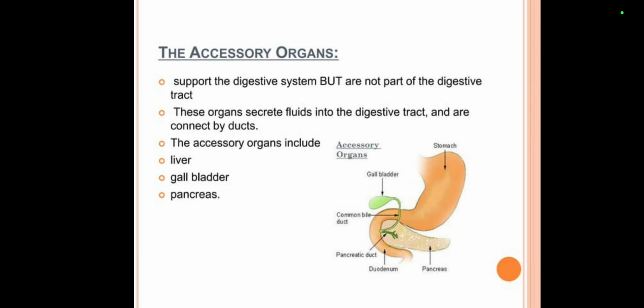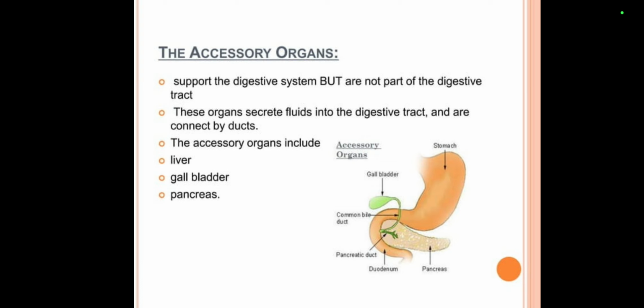Now let's move forward to the last part of our discussion in the digestive system, and that is the accessory organs. Accessory organs support the digestive system but are not part of the digestive tract. What does it mean? These organs secrete fluids into the digestive tract and are connected by ducts. The accessory organs include the liver, gallbladder, and pancreas.